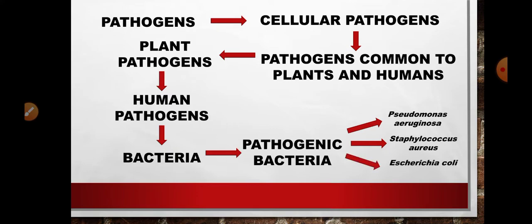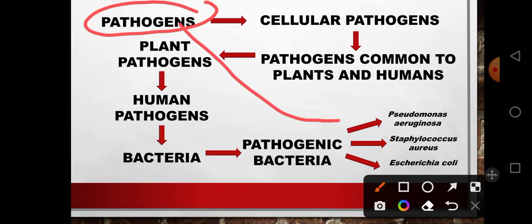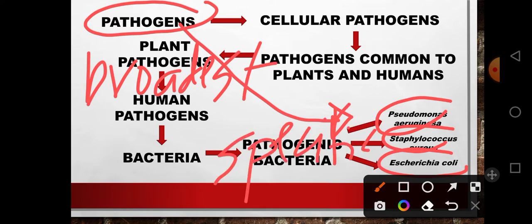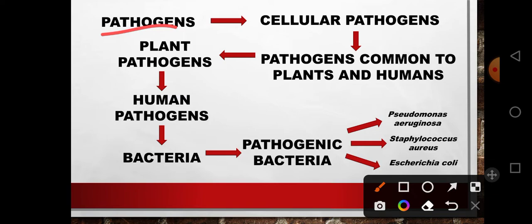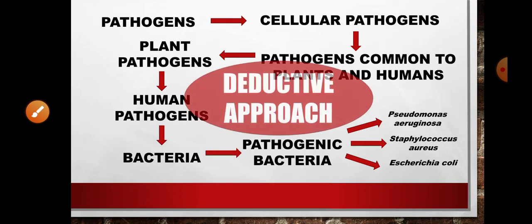Escherichia coli. So with this approach, class, starting from pathogens, narrowing it down to 3 common occurring pathogenic bacteria, can we say that we started from the broadest topic up to the most specific topics? Obviously, class, the answer is yes. So we narrowed down pathogens, which is a very general topic, to a more specific example of such pathogens. And this approach, where we go from broad to specific, is known as the deductive approach.